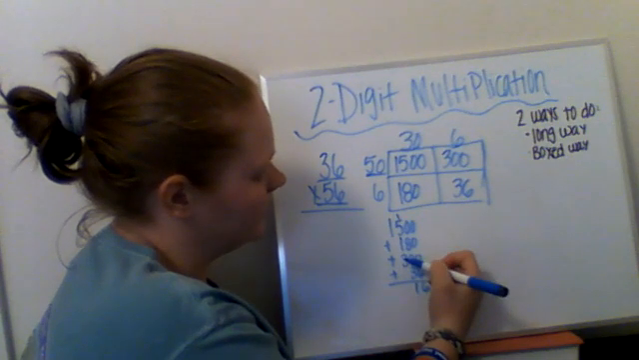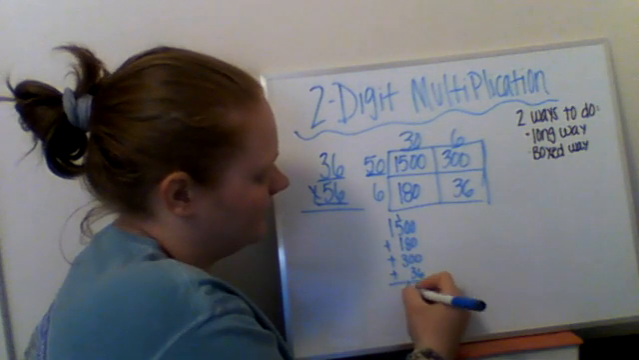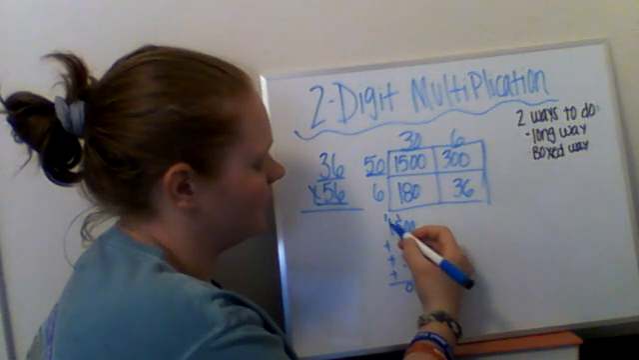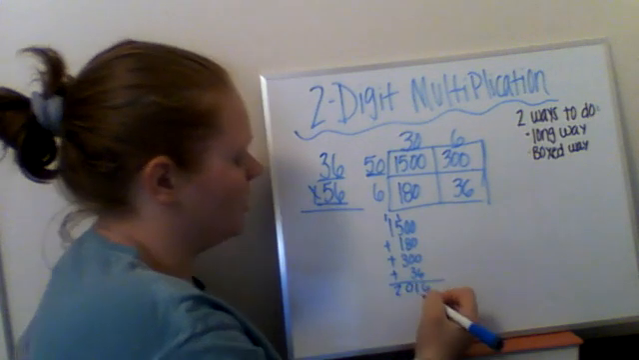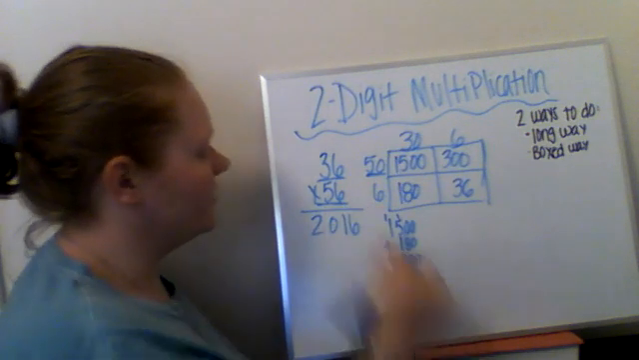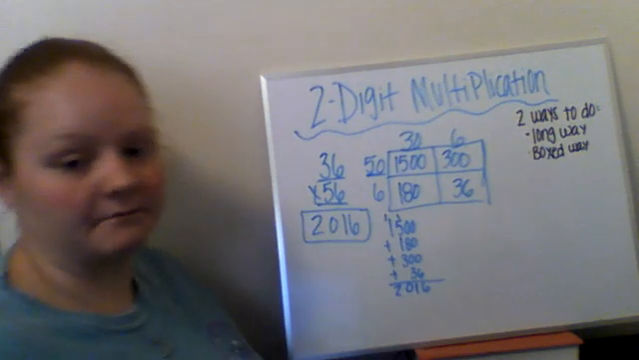6 plus 3 is 9. 9 plus 1 is 10. Put my 0 there, carry my 1. Then in my thousands place value, 1 plus 1 is 2. So my answer is 2016. So 36 times 56 is 2016.